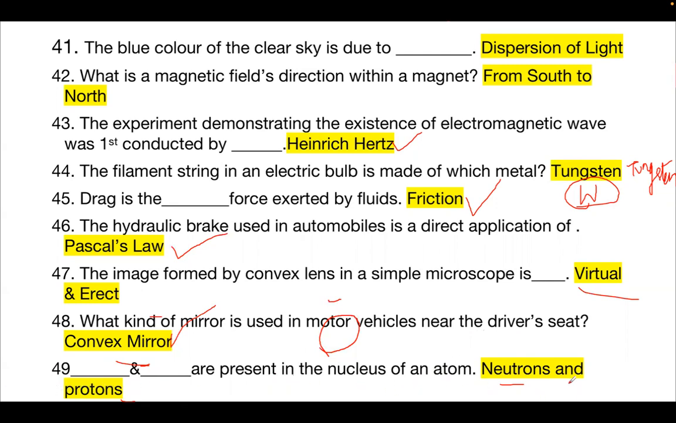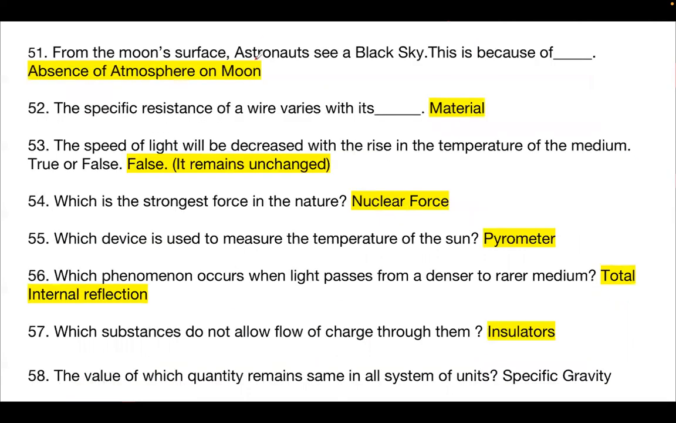Within the nucleus, we'll be having neutrons and protons. So around the nucleus, we will be having electrons. Electrons are negatively charged. Protons are positively charged. Whereas neutrons are neutrally charged. Okay. From the moon's surface, astronauts see a black sky. This is because of absence of atmosphere on moon.